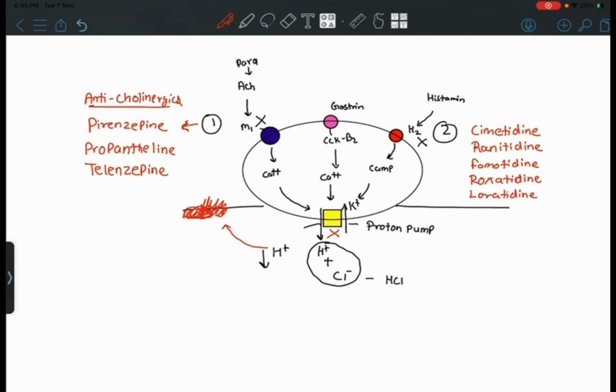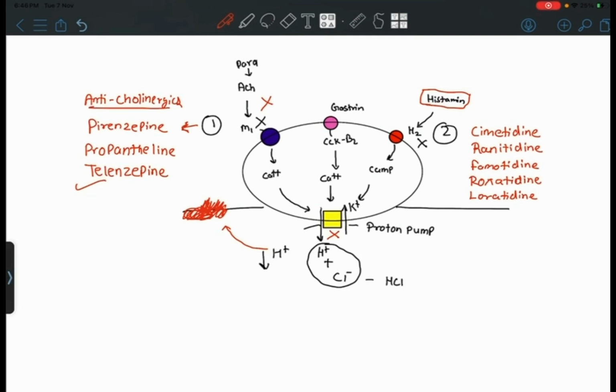So if we block this acetylcholine, we will give this drug. But what about this histamine? If the histamine stimulates the proton pump, then again it will release the H plus ion, which will form HCl, and it can again harm the ulcer. We can't take a risk here. So that's why the proton pump inhibitor. If we inhibit this pump only, then if any stimulus comes to this pump, it will not work. So that's why it is considered the most potent drug.